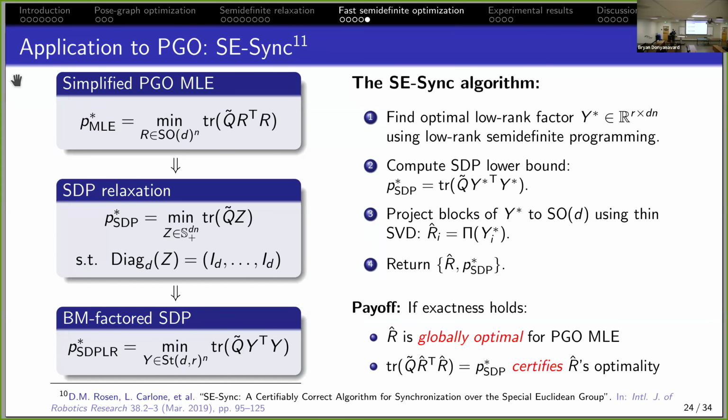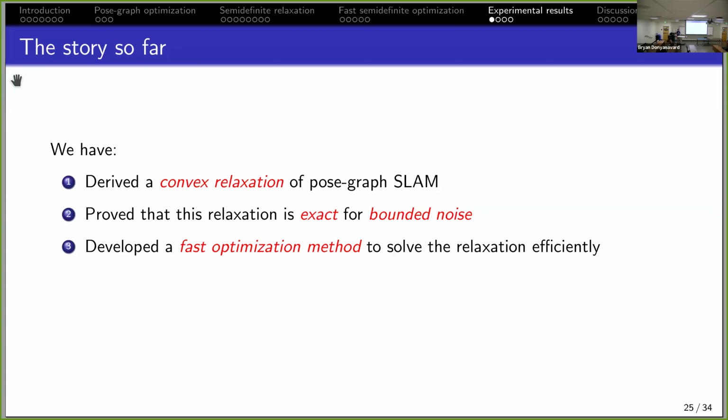Okay, so the story so far. What I've shown you is how we can derive convex relaxations for pose-graph SLAM. I've proved this relaxation is exact under bounded noise. And I've shown you how we can develop fast, structure-exploiting optimization techniques to solve these large-scale relaxations in practice. So the only remaining question, the $65,000 question, is: does this actually work in real life? Does this actually work in a real-life problem?